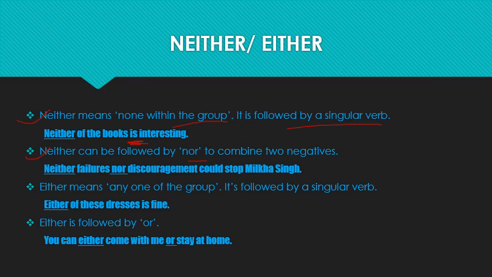Either means any one of them. If there are many options and you are picking one, in that case we use either, and it is also followed by a singular verb. Either of these dresses is fine. That means you have certain dresses and you feel like any one of them is fine, good to go. Either is followed by or. You can either come with me or stay at home. So neither nor, either or.